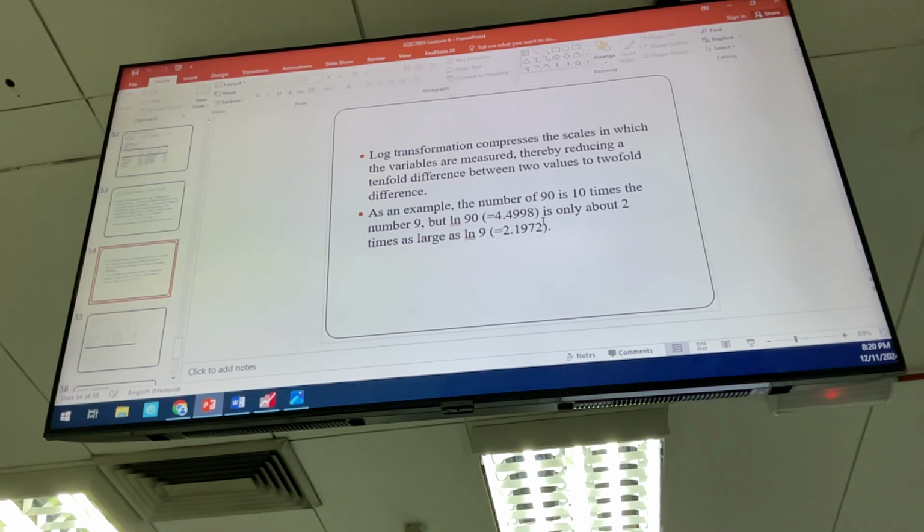By doing so, it can help the model to reduce the different values of the error term, the different values of the error variance. So we have to make the error variance not that much different across different values of x.